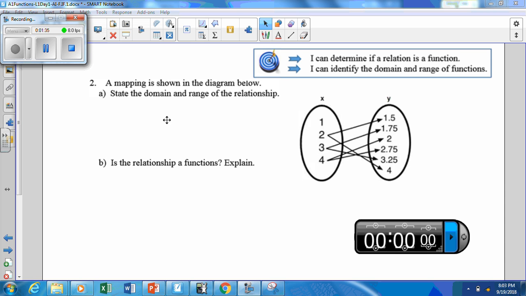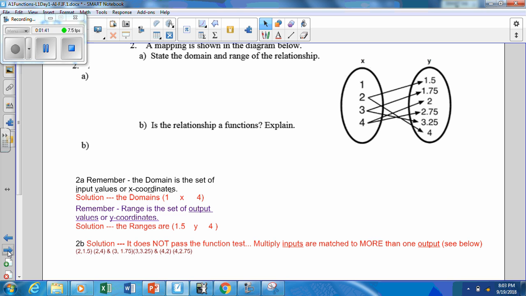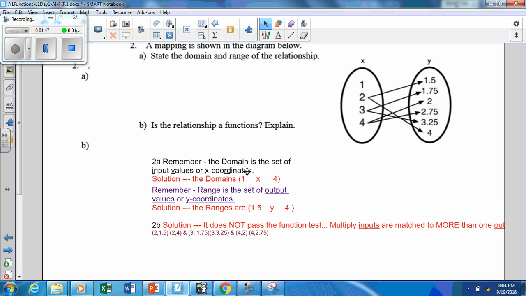Okay, all right. And as I said, the domain is the x values between 1 and 4. Range is the y values between 1.5 and 4. The more technical way of saying it: all of the values of x that are greater than or equal to 1 or less than or equal to 4 are in the set. All of the y values that are greater than or equal to 1.5 or less than or equal to 4 are in the set.